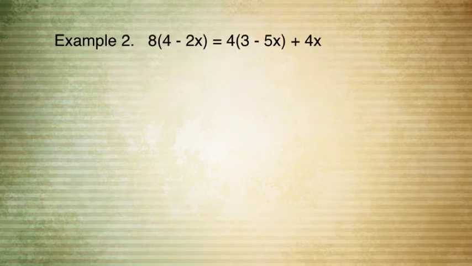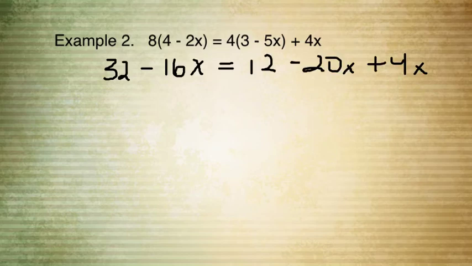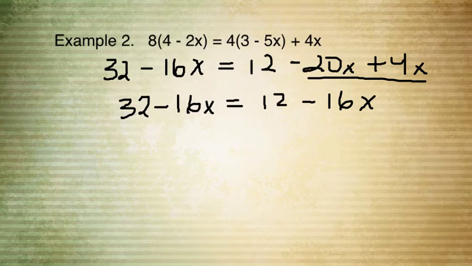Okay, let's look at example number 2. We'll go ahead and do the same thing. We're going to distribute and get rid of parentheses, and we're going to work step by step together. So write this information on your note. In the first step, once I get rid of parentheses, I'm going to have 32 minus 16x on the left and 12 minus 20x plus 4x. I'm going to combine these terms right here. Once I do that, I get 12 minus 16x on the right side.